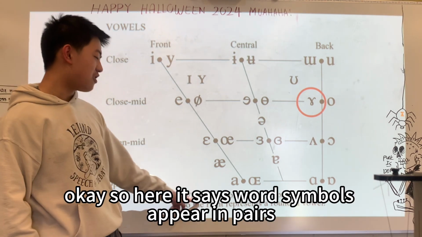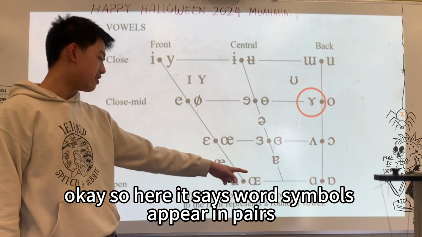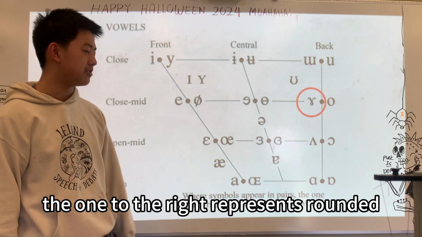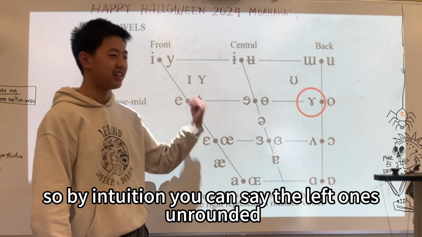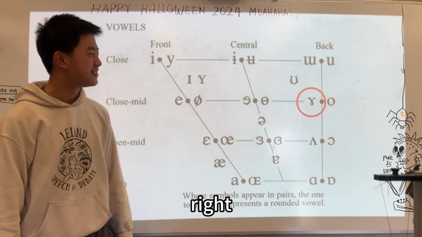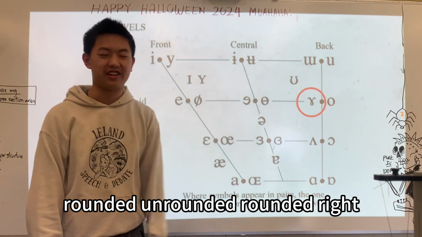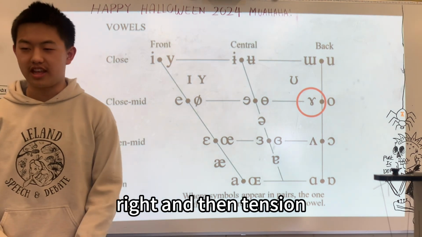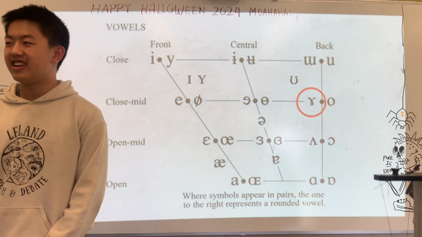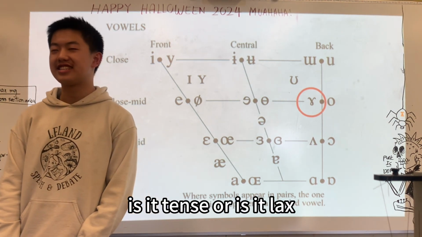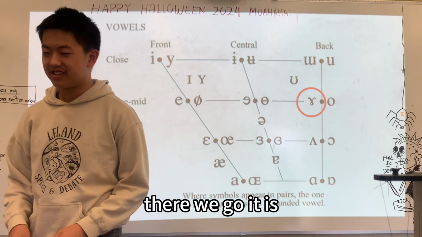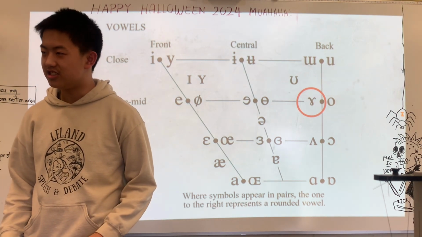Okay, so here it says where symbols appear in pairs, the one to the right represents rounded. So by intuition, you can say the left one's unrounded, right? So unrounded, rounded, unrounded, rounded, unrounded, rounded, right? And then tension. Is it tense or is it lax?